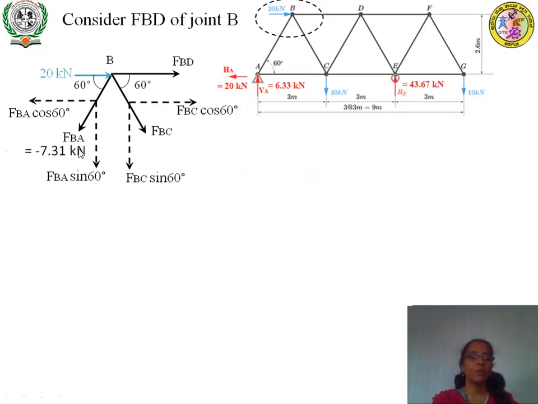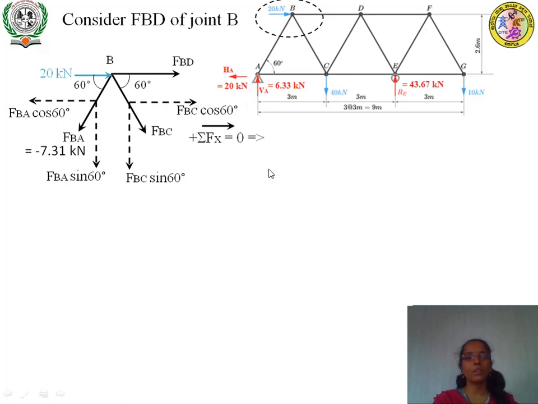So we know that from the previous joint we have obtained FAB as minus 7.31. So FAB is nothing but FBA. Therefore we can take that value FBA as minus 7.31 kilonewton. Okay. So now we will apply sigma Fx equals 0.